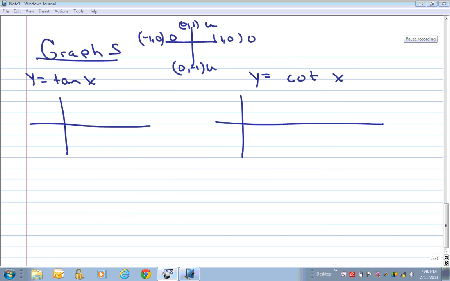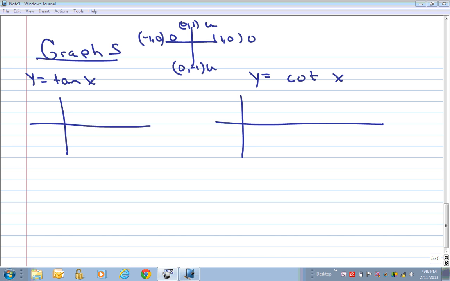Okay, now we're on to graphing. Remember, for our reciprocal graphs, our tan and the reciprocal. So tan, cotan, and then cosecant and secant. All you need to know is how to graph a parent graph, and then you need to know the asymptotes and the domain and the range.